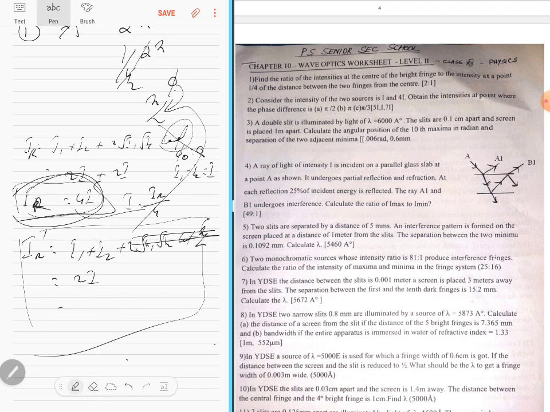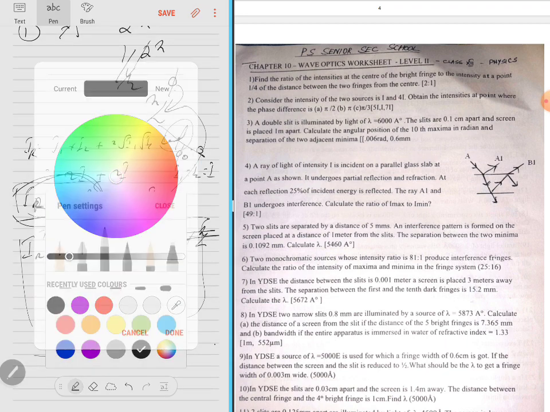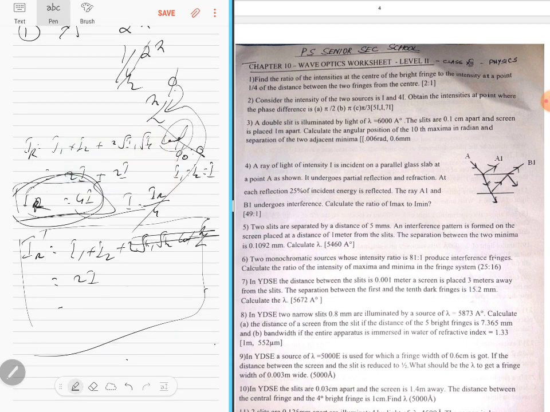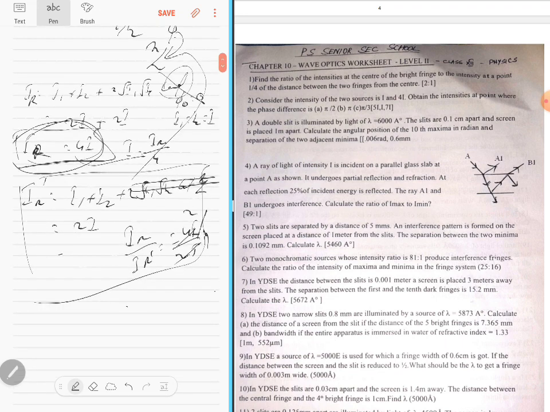You compare it with the ratio between IR dash and IR, or IR by IR dash is equal to 4I by 2I. So the answer is 2:1. Do you have an answer like that? You can mark it. So then let's go to, oh, this is not MCQ.